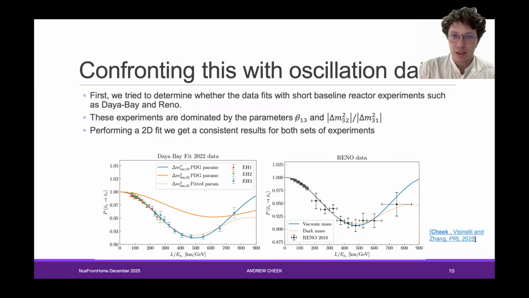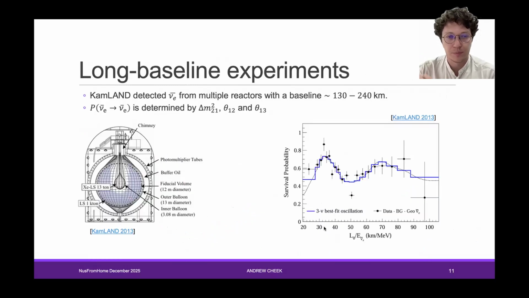Both experiments are dominated by the parameters theta_13 and delta m_32 squared or m_31 squared, depending on the ordering. We take normal ordering. What we do is perform a two-dimensional parameter fit to see if we can get a consistent result for both experiments. And we can. You can see here in the orange dotted line, I fit the parameters for the dark neutrino masses, and we can fit the data pretty well. Statistically, they are equivalent. They're within 1 sigma of each other between the vacuum neutrino masses and the dark neutrino masses.